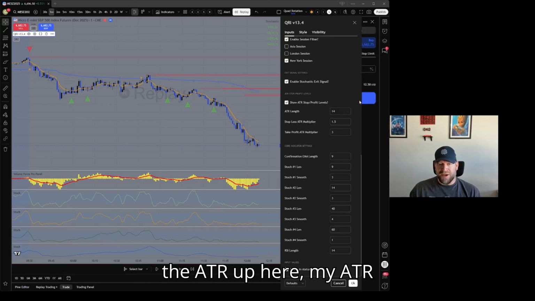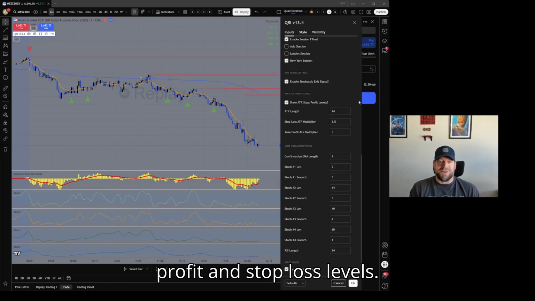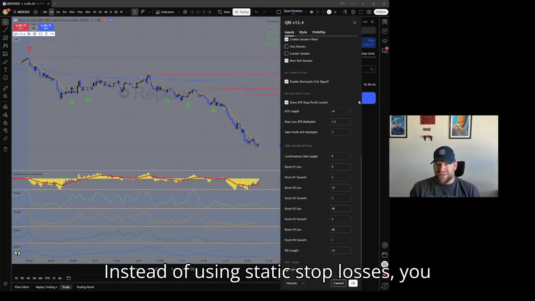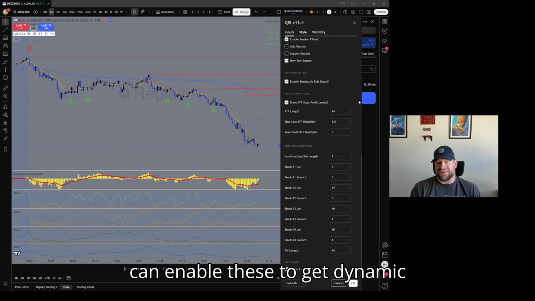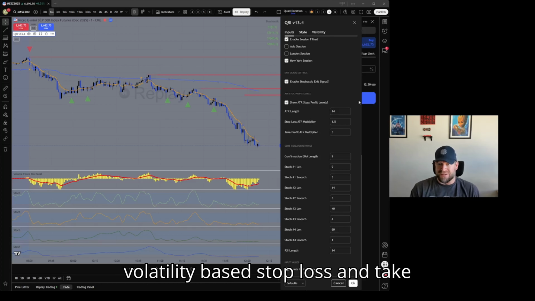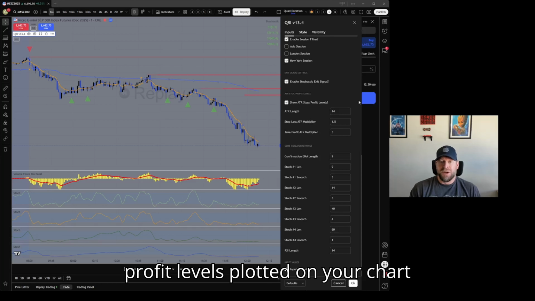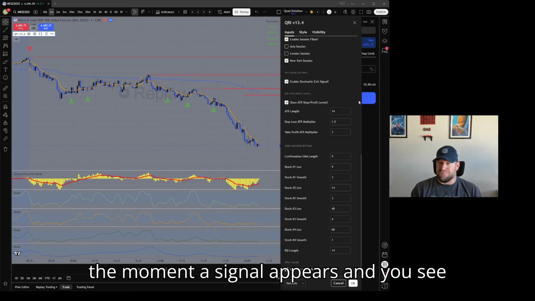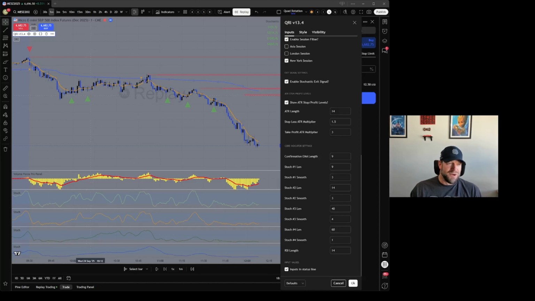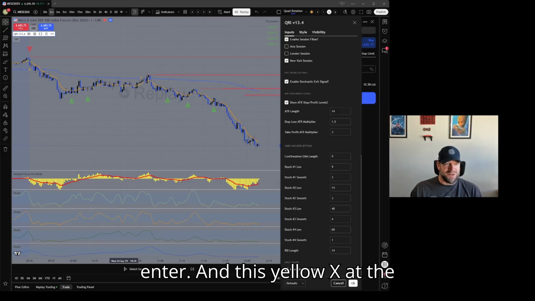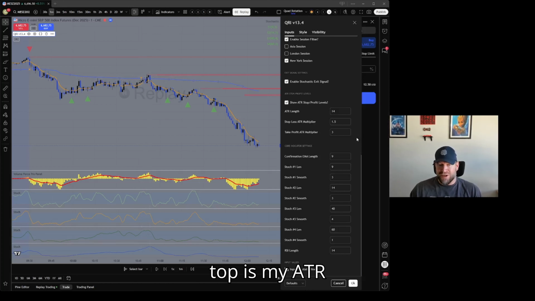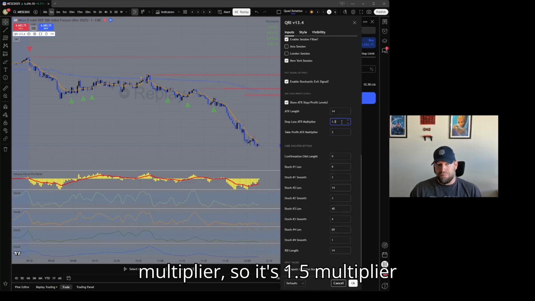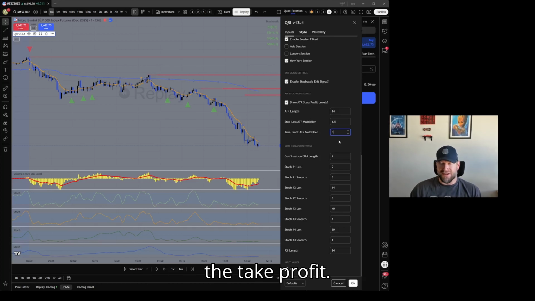The ATR up here, my ATR profit and stop loss levels. Instead of using static stop losses, you can enable these to get dynamic volatility-based stop loss and take profit levels plotted on your chart the moment a signal appears. And you see we have a B signal here. If you were to enter, and this yellow X at the top is my ATR multiplier. So it's 1.5 multiplier for the stop loss to 3 on the take profit.